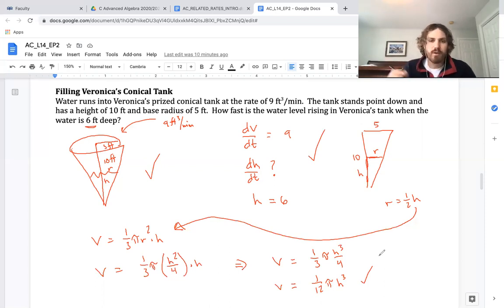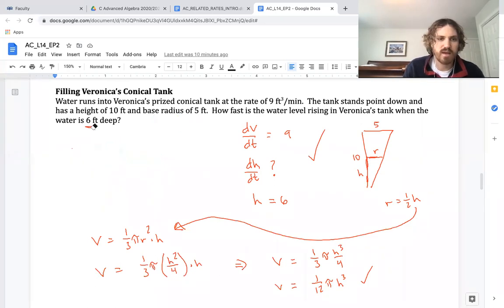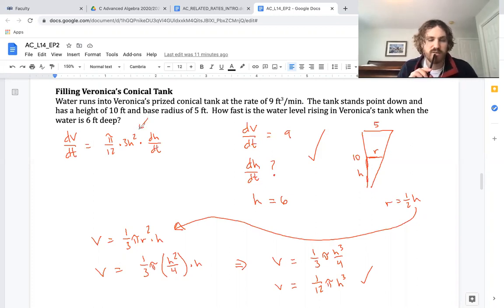Okay. This is kind of all the hard work. And now we're going to get to the calculus. I'm going to erase some things so I can write over here. But basically now we need to take the derivative with respect to time. Taking the derivative with respect to time, we should get that dV/dt is equal to pi over 12, that's a constant, times 3h squared times dH/dt, right? This is the derivative of h cubed with respect to h. That would be 3h squared, but then we have to multiply by dH/dt using the chain rule.